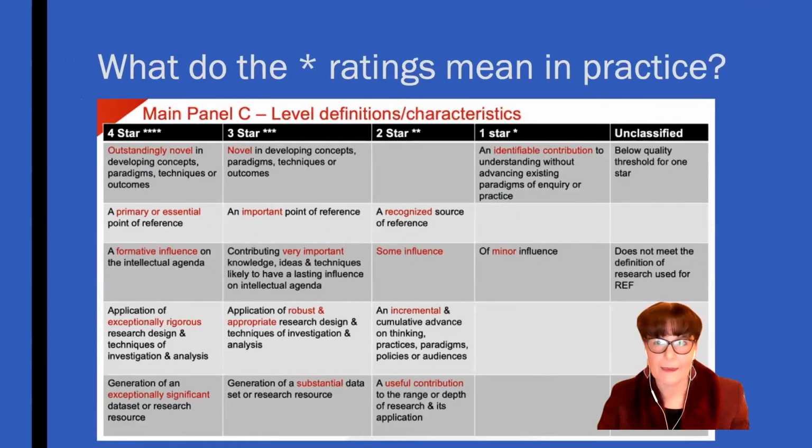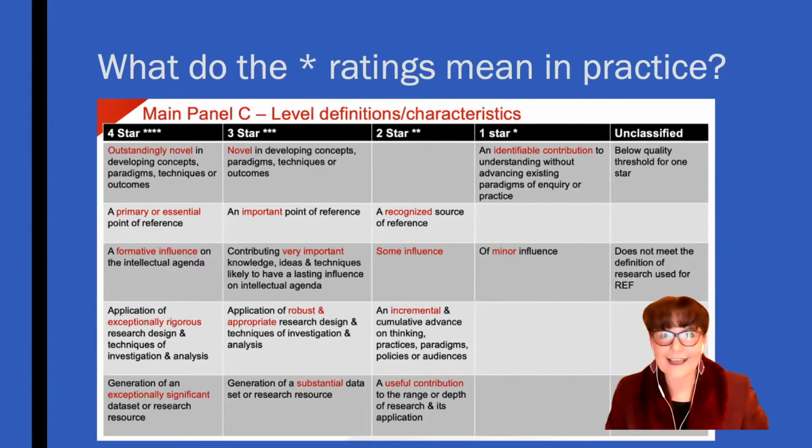But then the question is, what actually is internationally excellent or internationally recognized? That's quite a vague way of saying it. So what the individual units of assessment have done is they have tried to operationalize this. And this is the operationalization that is used in Panel C, which is the panel for the social sciences, which is the panel that business and management is part of.